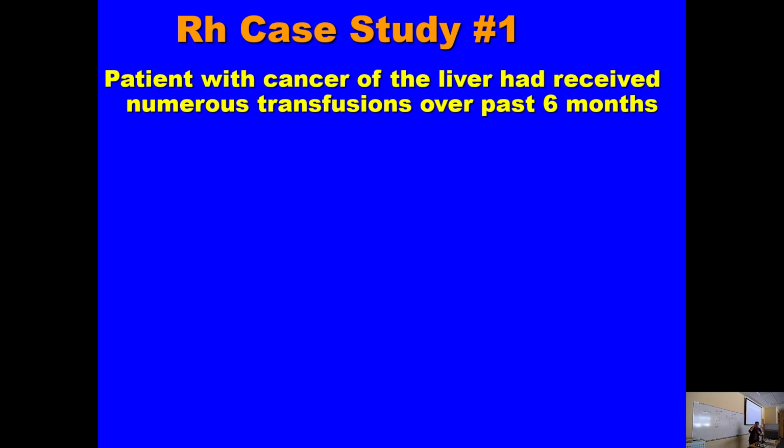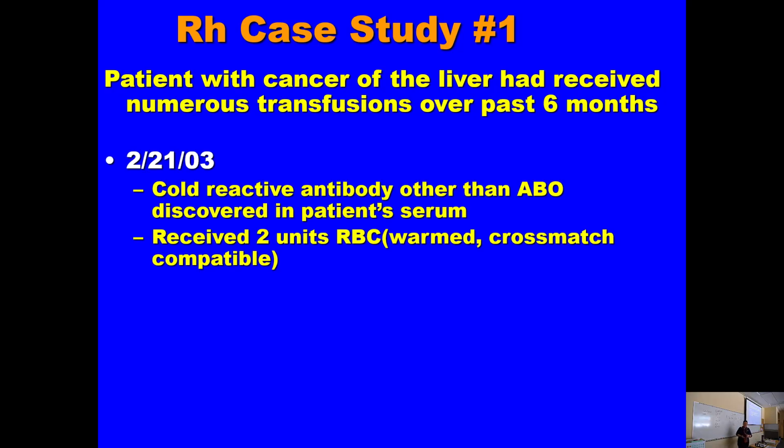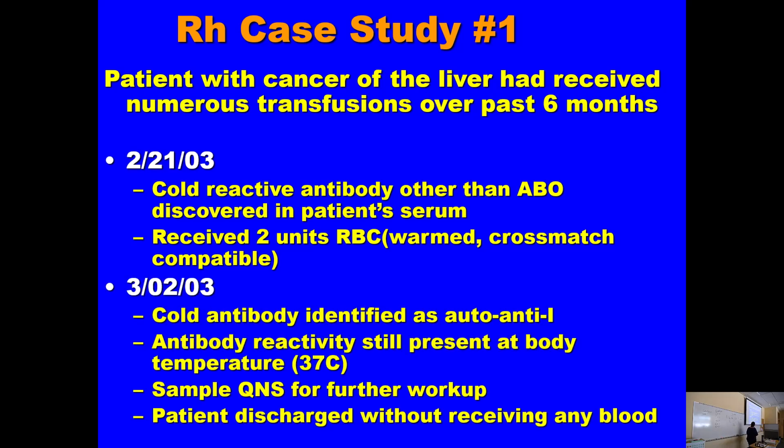A patient with cancer of the liver has received numerous transfusions over the last 6 months. On 2/21/03, a clinically significant antibody other than ABO was discovered in the patient's serum. Received 2 units of red cells, warmed and cross-match compatible. On March 2nd of that same year, a cold antibody was identified as an autoantibody, big I. Remember big I, all adults have it, so it's automatically considered an autoantibody. However, the antibody reactivity is still present at body temperature. Now we're in trouble. If it's just cold, we don't care. But when it starts getting reactive at body temperature, we worry.